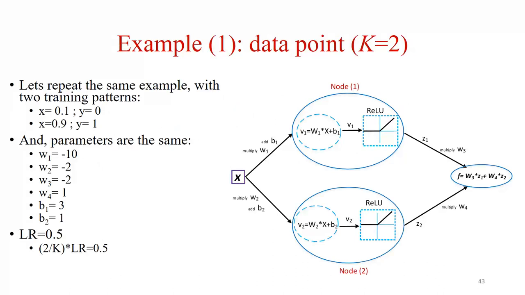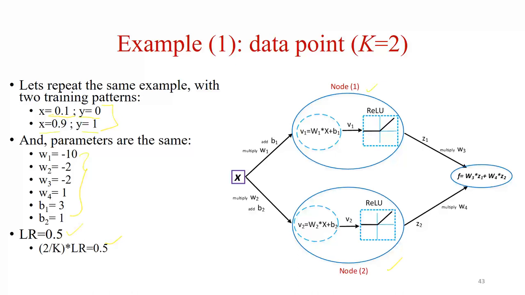Now, suppose in the previous example we use one training pattern. Suppose I have two training patterns. So when x equals 0.1, the expected value is 0. When x equals 0.9, the expected value is 1. These are my initial values and my learning rate, and it is the same network that we used before.